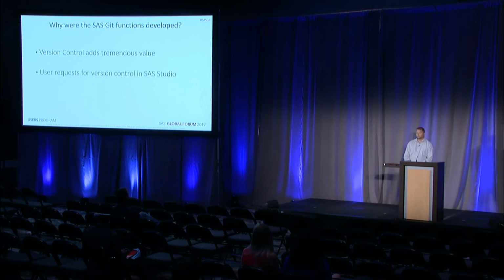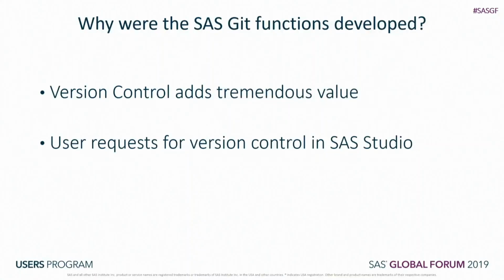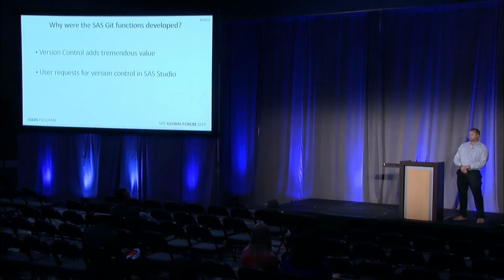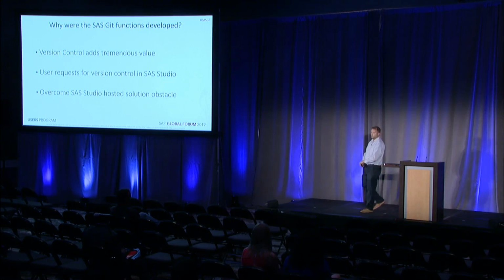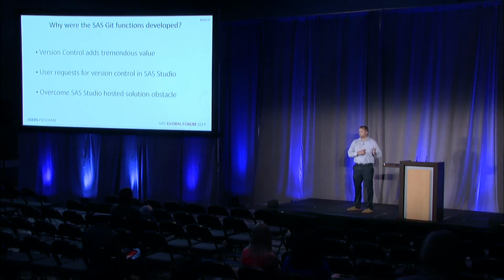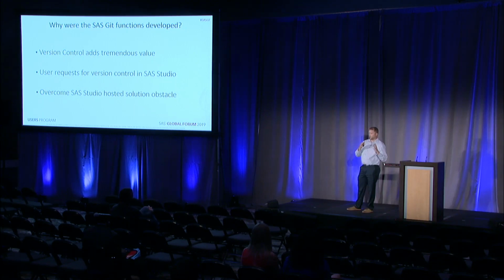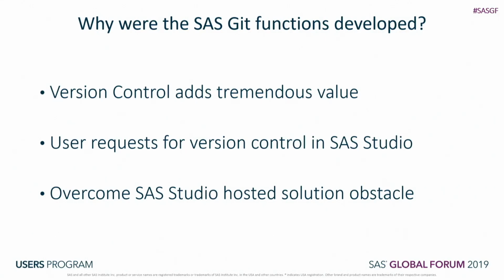Secondly, user requests for version control in SAS Studio. Since we released SAS Studio, we've had people ask, how do I version my files? How do I collaborate easily with other users? And we had to figure out how to do this. With SAS Studio being a hosted solution, we had to get around networking obstacles. SAS Studio might be hosted on one server, the mid-tier, and then the workspace server is on a completely different server. So how do we get through all those obstacles without having to deal with configuration for networking and permissions and security?